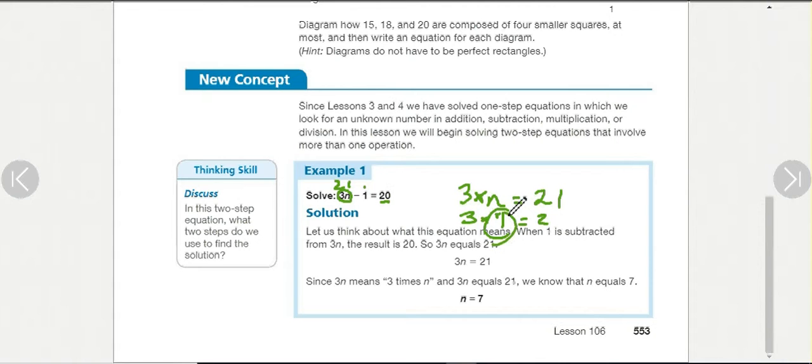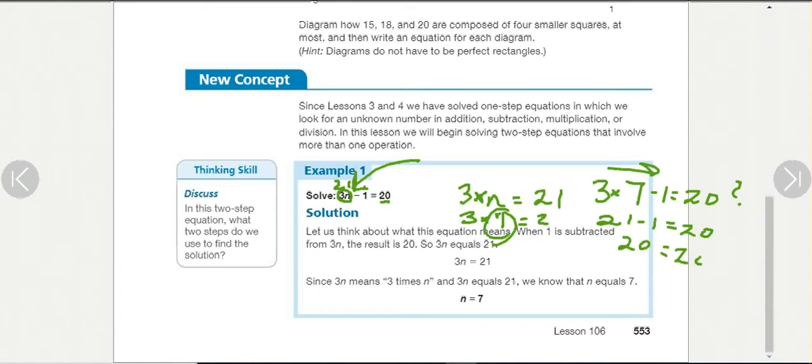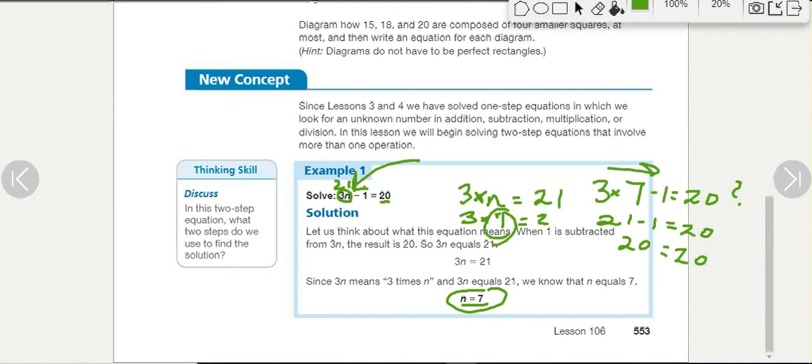We can check by putting it back into the problem. You're going to want to do that, especially early on with all these algebra problems. Go 3 times 7 minus 1 is 20. Is that true? Order of operations, multiply first, then subtract. 21 minus 1 is 20, and 20 is 20. Remember that answer means then n was 7. N equals 7.